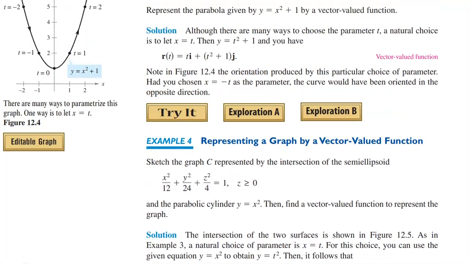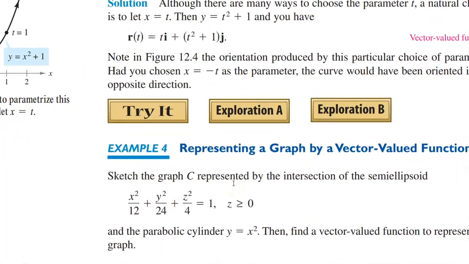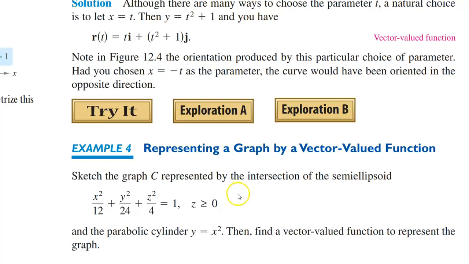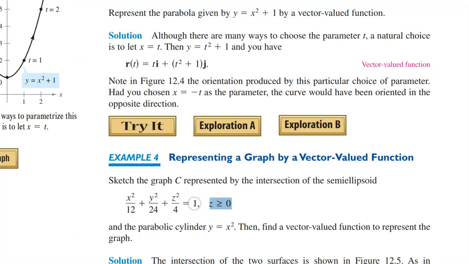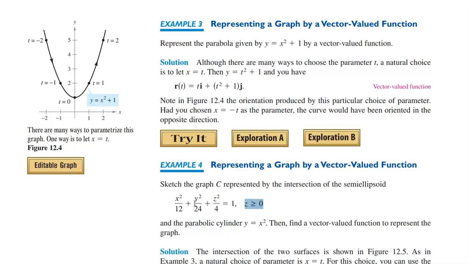What if you're doing something a little bit more complex, like this over here? You're trying to find the intersection of y equals x squared with this semi-ellipsoid. The reason it's a semi-ellipsoid is because you've got z is greater than or equal to 0. So if you were to graph it out, it would give you a full ellipsoid, and then with this condition, you'd basically slice off the bottom half for all z values below the xy plane, meaning z is less than 0.